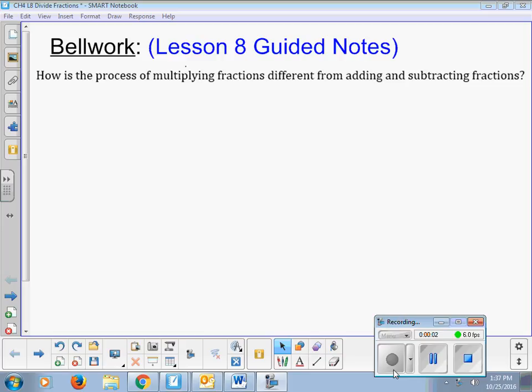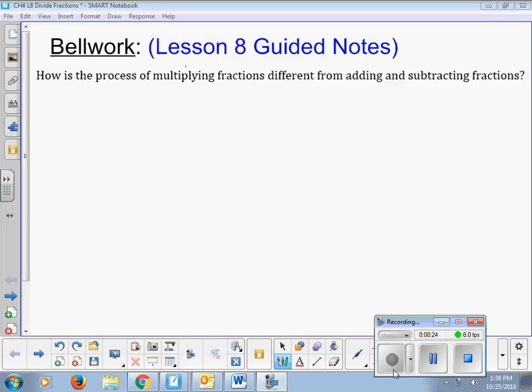We were looking at the bell work on our lesson 8 guided notes. We went from lesson 6 to lesson 8. We skipped lesson 7. There is no lesson 7. So for our bell work, how is the process of multiplying fractions different from adding and subtracting fractions?